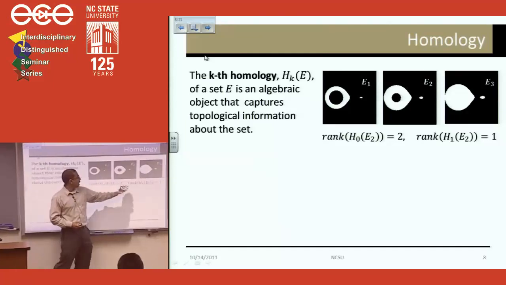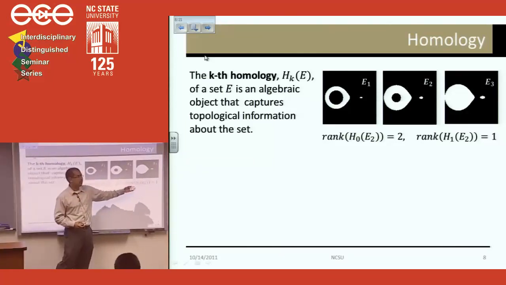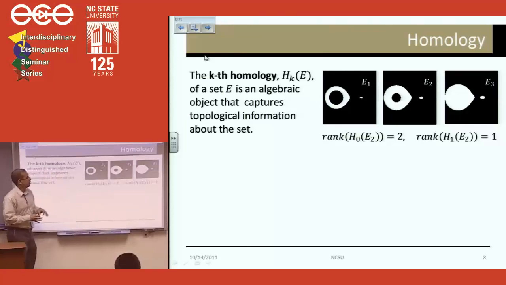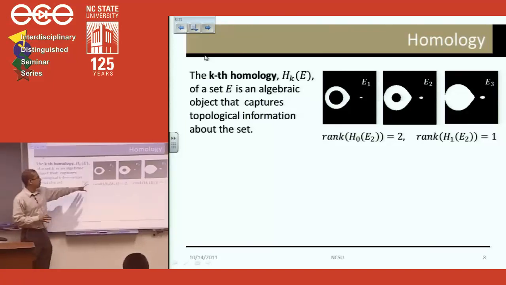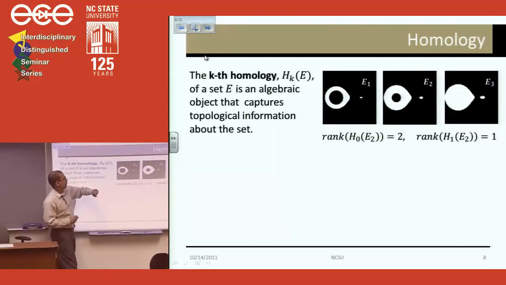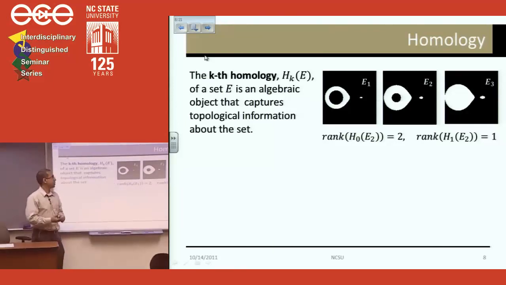Also, if you consider the rank of H1 of E2, that's actually going to give you 1 for this particular case. That corresponds to the fact that you have one hole in the system. So the idea is that we're going to use some of these concepts to characterize what these sets look like, and ideally what the functions look like too, to determine which regions actually correspond to each other. So that's the idea. Of course, I'm not going to go into too much detail in terms of how I'm computing this, but there are a lot of different methods for doing it. And if anybody's interested, I can take some questions a little bit later.